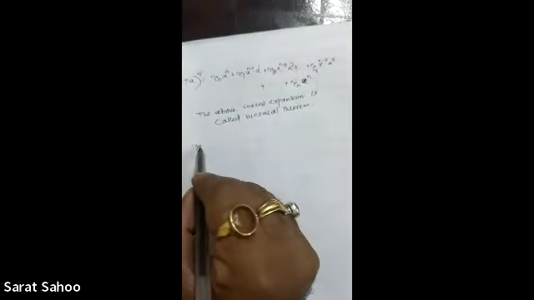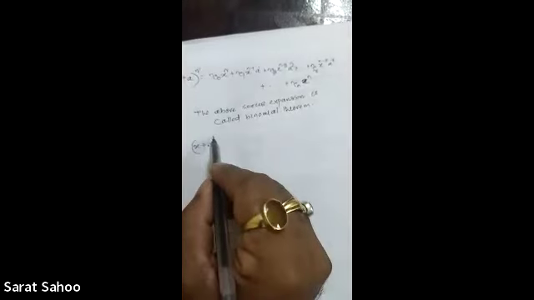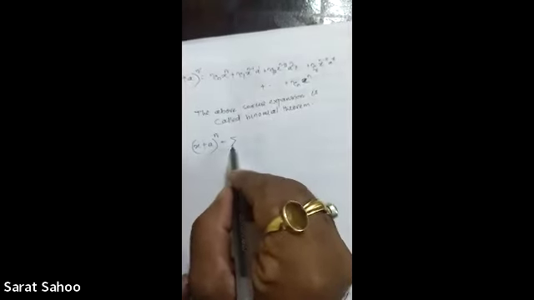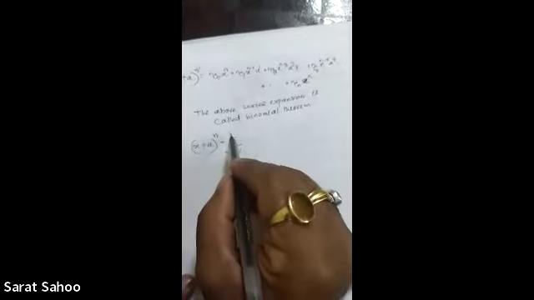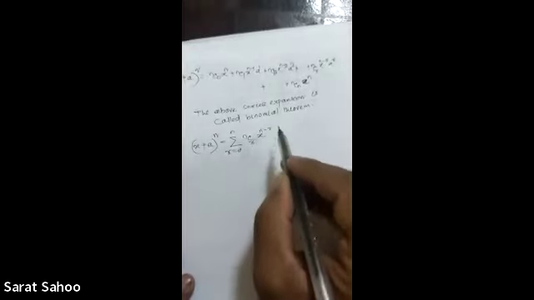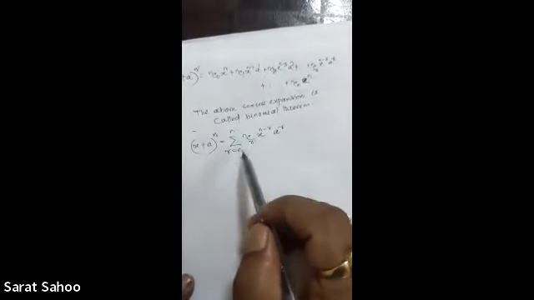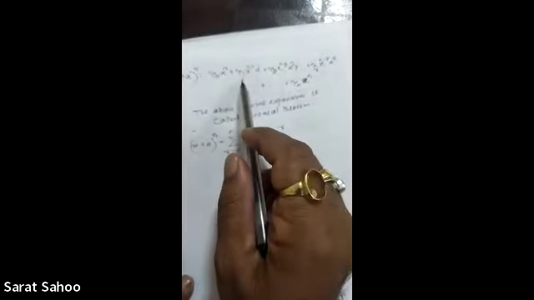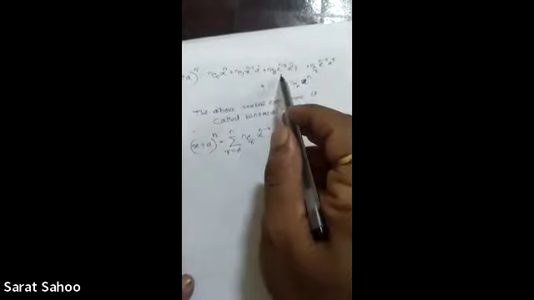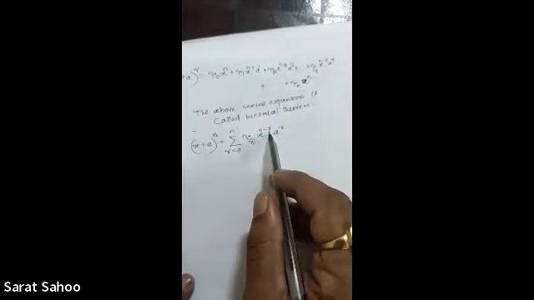So (x + a) to the power n, in summation form, we can write as sigma r equals 0 to n, nCr x raised to the power n minus r a raised to the power r. If you take r equal to 0, you will get the first term, nC0 x to the power n minus 0 a to the power 0. If you take r equal to 1, you will get the second term, nC1 x to the power n minus 1 a to the power 1. For r equal to 2, you will get the third term, nC2 x to the power n minus 2 a to the power 2, and so on.